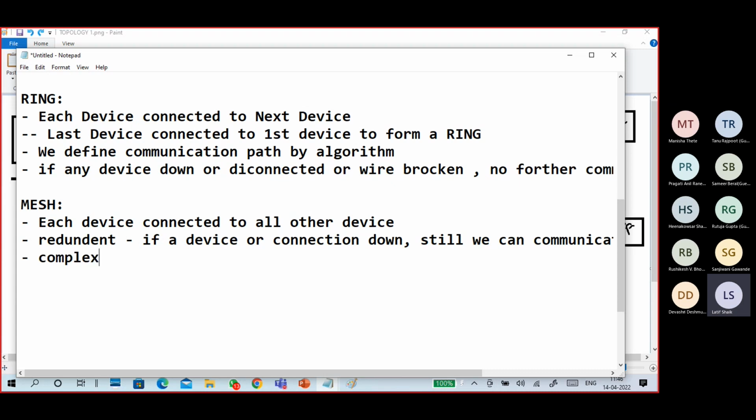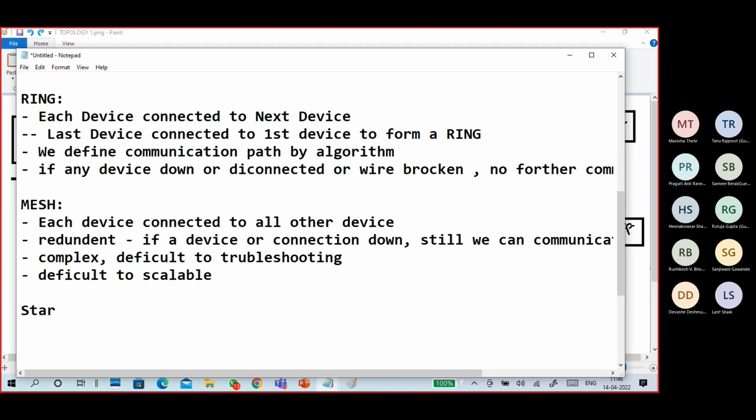Because it is complex, it is difficult to troubleshoot, not scalable. Difficult to scale. So this is mesh topology, ring topology, mesh topology. The last one is star topology.